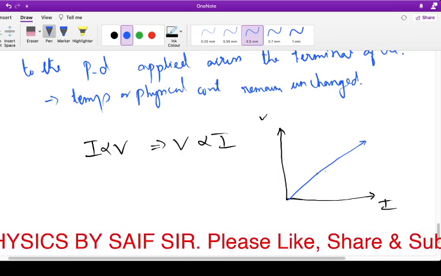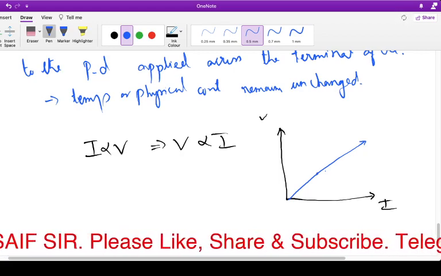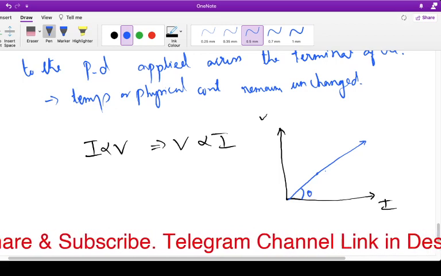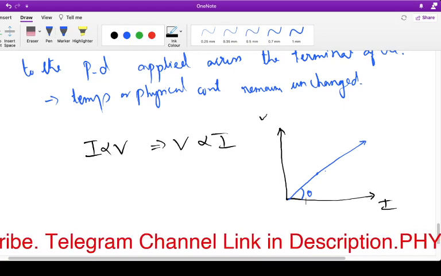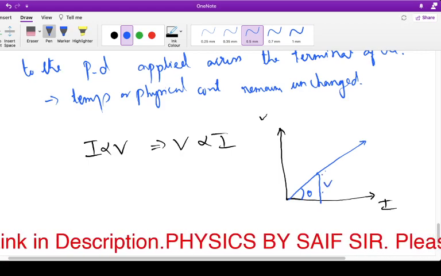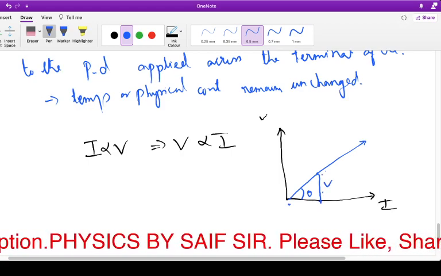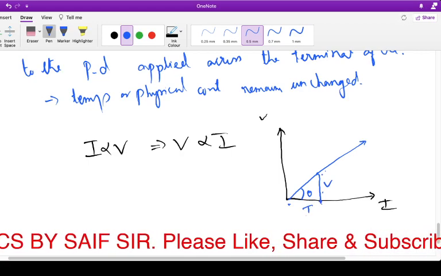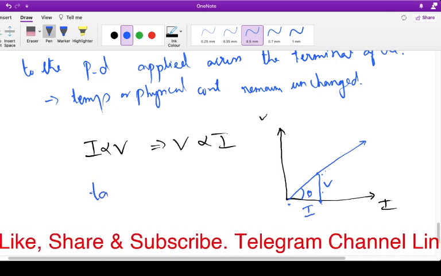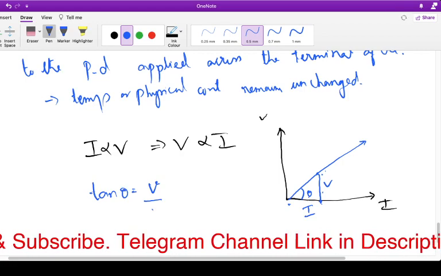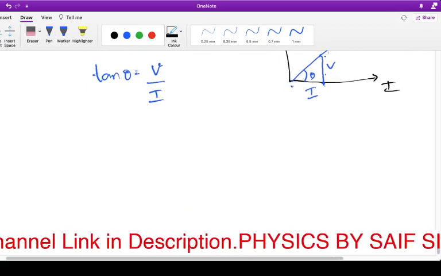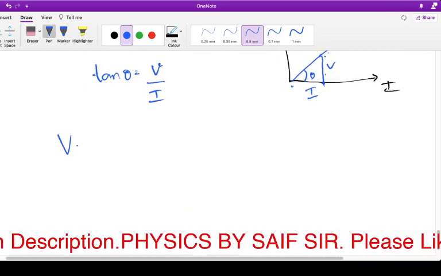If you want to find the slope, this is the angle theta here. In the mathematical formula, you can use the slope. At this point, the distance on the y-axis is V, and the distance from the origin on the x-axis is I. So you can find the slope. The formula for the slope is tan theta is equal to V by I. Now the formula is given as V is equal to IR.